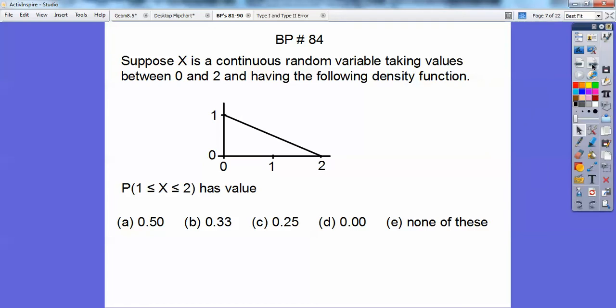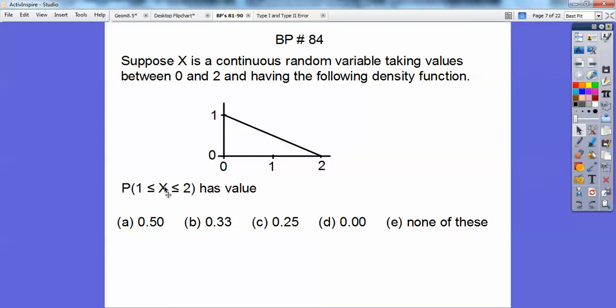Okay, so suppose that X is a continuous random variable taking values between 0 and 2 and having the following density curve below. Remember, density curves, the area is always equal to 1. Let's just check real quick. The area of this right triangle is 1/2 base times height. That does equal 1. 2 times 1 and half of that. So this equals 1.